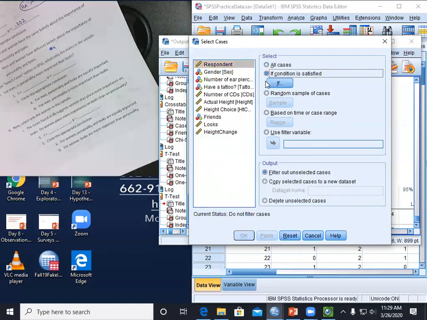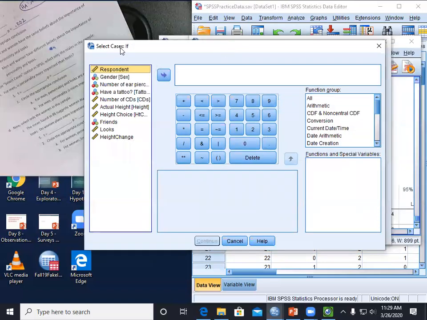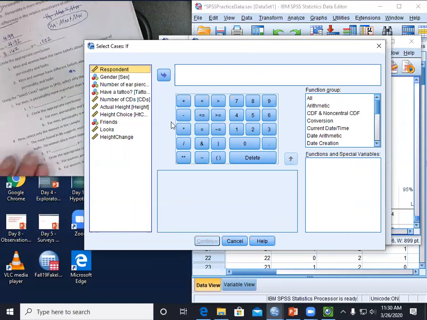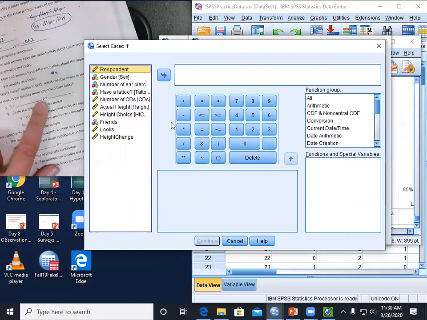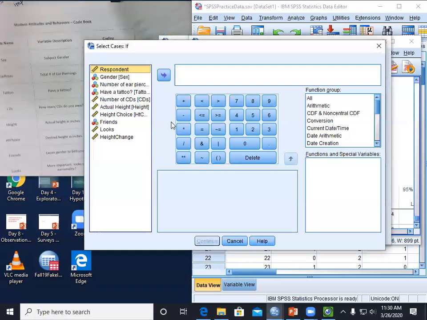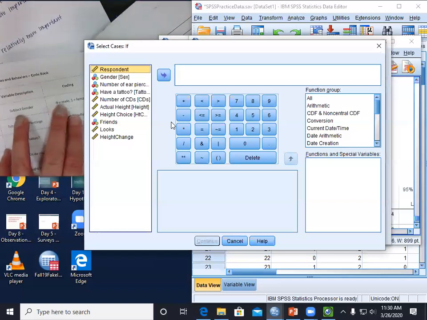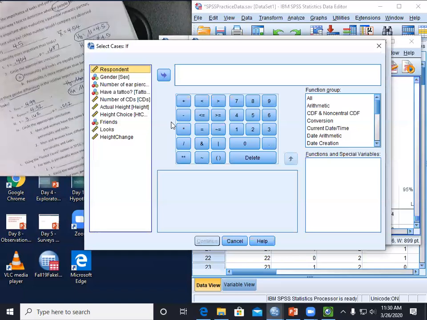So if a condition is satisfied, we're going to click that radio button and then click if. In this menu, it says select people if, and we want to know over here on our worksheet, for men, is personality more important than looks? So we want to look first at the men. If we look at our code book, we can see that for the gender variable, 0 equals male. All right, so we're going to tell SPSS, select people if their gender is equal to 0.